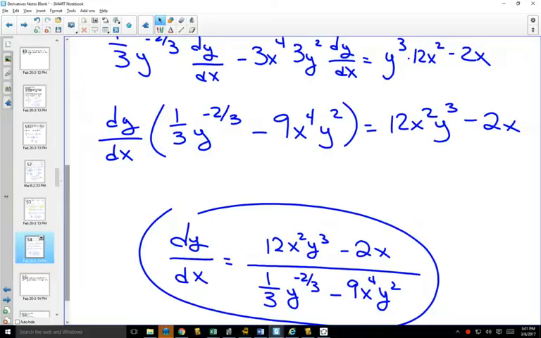So we use implicit differentiation when we have a variable of y that often has a y squared or a y cubed, and it's not easy to get that variable by itself. Then you'll get an equation for your derivative that is in terms of both x's and y's.